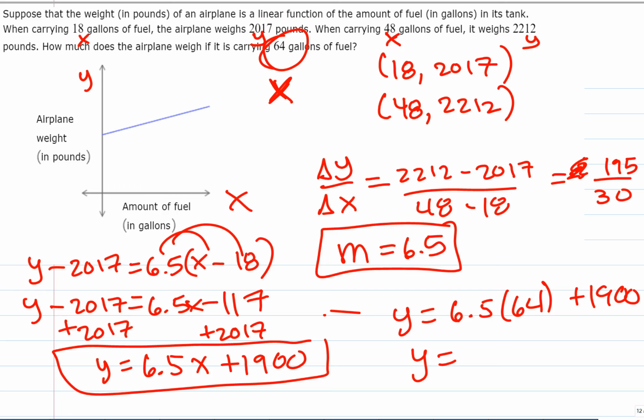Oh, wait, this is our last thing we're doing. How much does it weigh? 2,316? Okay. You now know what's on the next test. Okay.